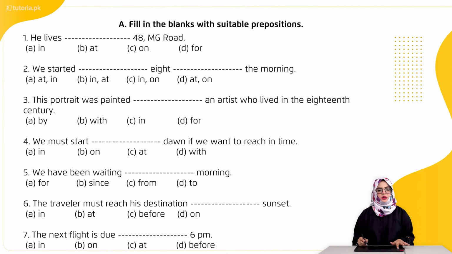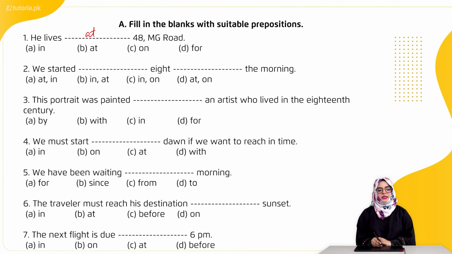So let's begin solving exercises. Our first exercise is fill in the blanks with suitable prepositions. हमें कुछ options दिए गए हैं, इनमें से हमने suitable preposition को blank में लगाना है. So first is he lives dash 48 MG Road. We have options in, at, on, for. So the correct one would be at 48 MG Road.